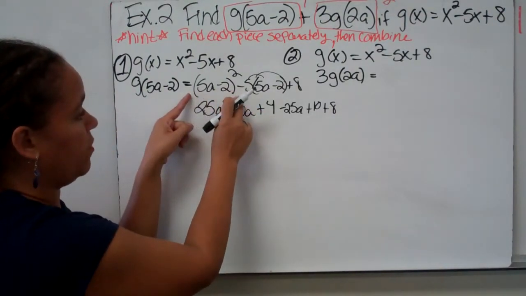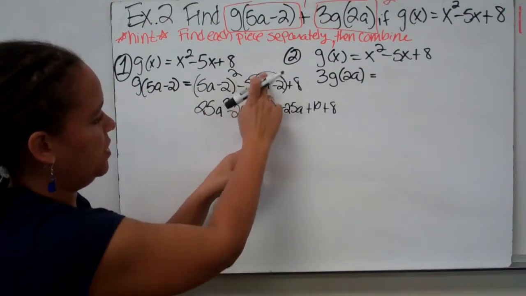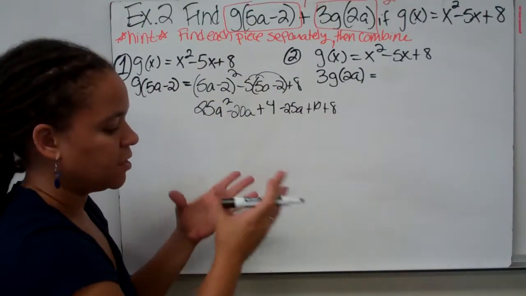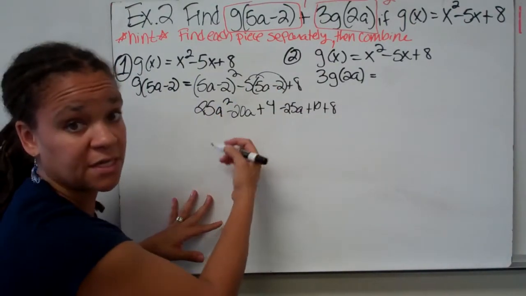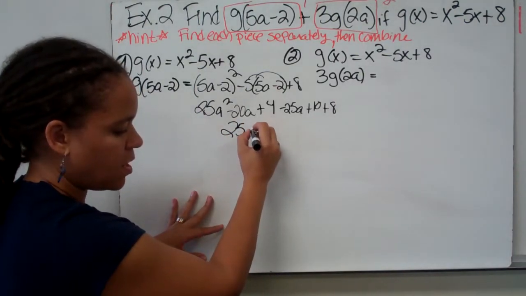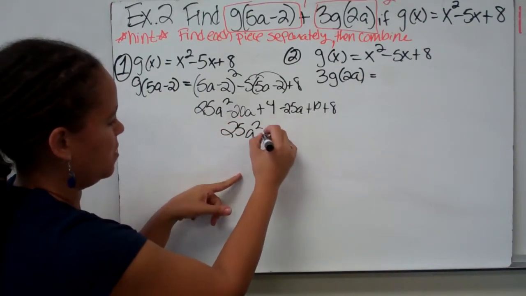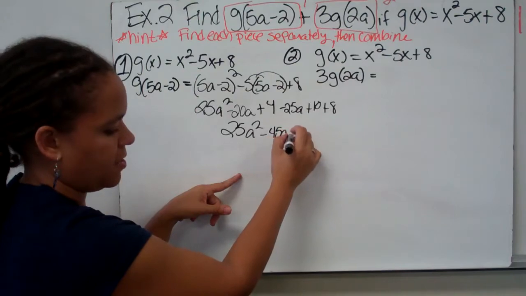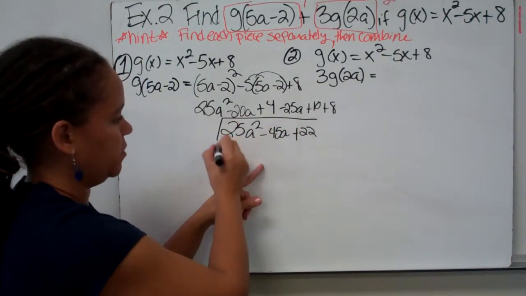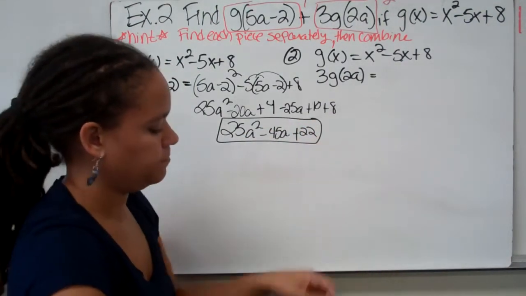I went ahead and FOILed that. Don't forget to do that. First, outside, inside, last. And then distributed the negative 5. Negative 25a minus 10, and then add the 8. So when you combine all of your like terms and put everything together, you'll end up with 25a squared minus 45a plus 22. So this is the first part. Let's just hold on to that for a second and figure out the second part.